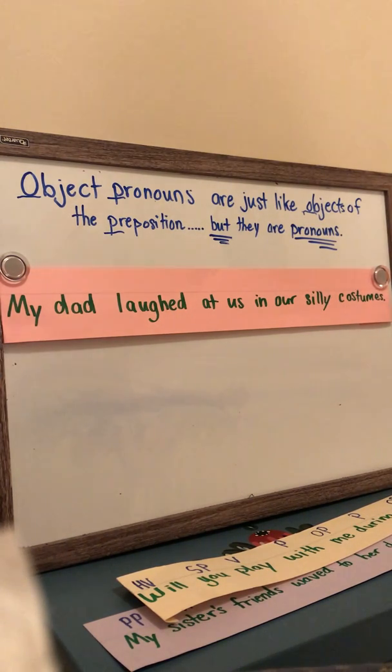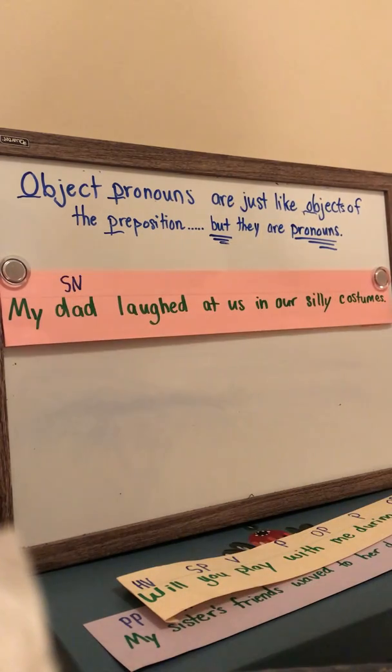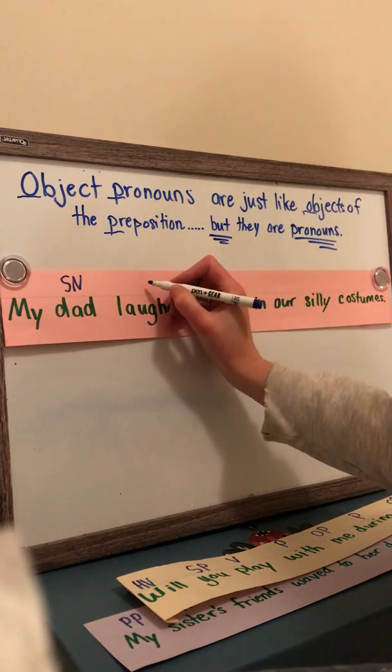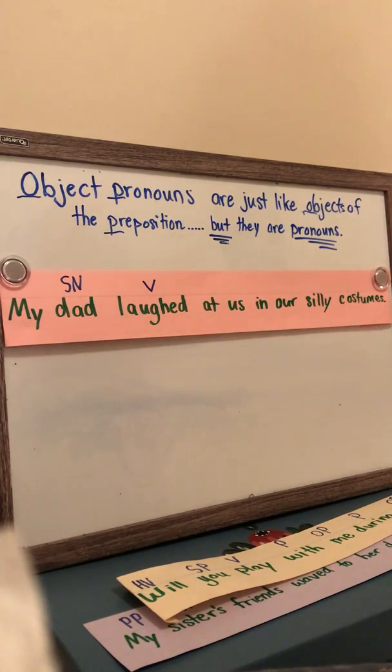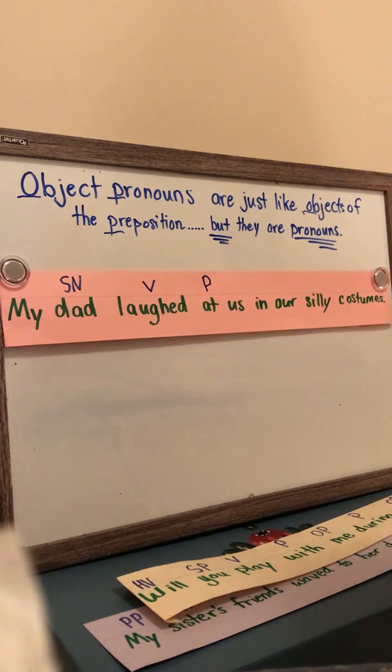So this one says, my dad laughed at us in our silly costumes. Who laughed at us in our silly costumes? Dad did. What's that? That's a subject noun. What is being said about Dad? Dad laughed. Verb. At is our preposition. At whom? At us. Do you know what that is?